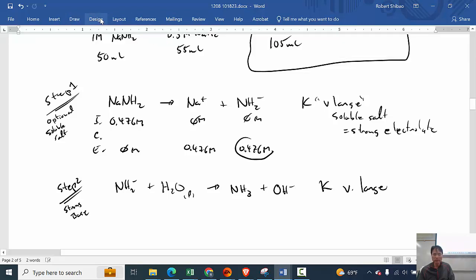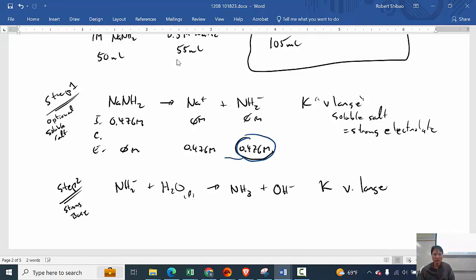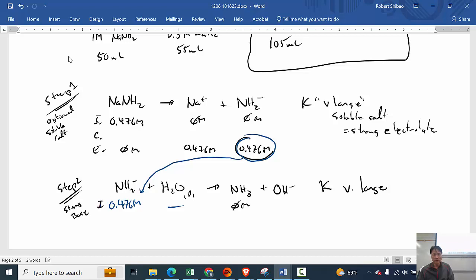So what we're going to do is we're going to take the amide that was generated in step one and bring that to the start of step two. So we're going to end up with 0.476 molar amide. Water is pure liquid. Ammonia is going to be 0 molar, and hydroxide 0 molar. Since K is very large, we expect this to go to completion. So the limiting reagent here would be amide. This is going to go to 0 molar. We'll have plenty of water to react. And then this is going to go to 0.476 molar and 0.476 molar here.